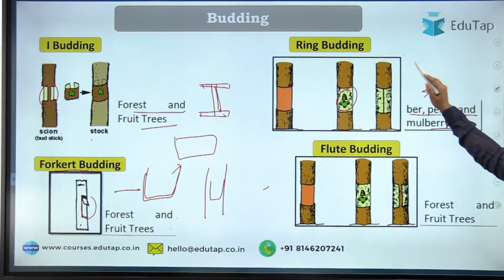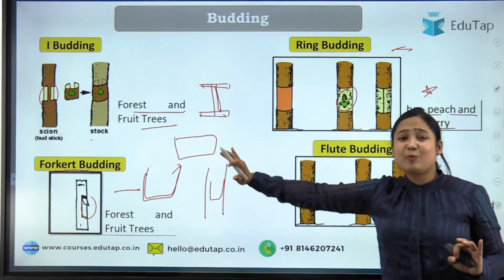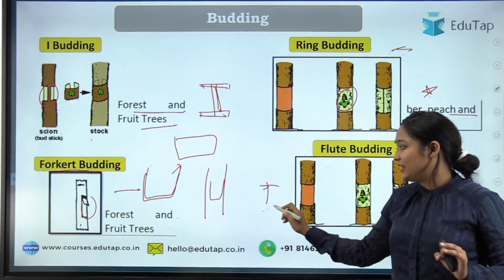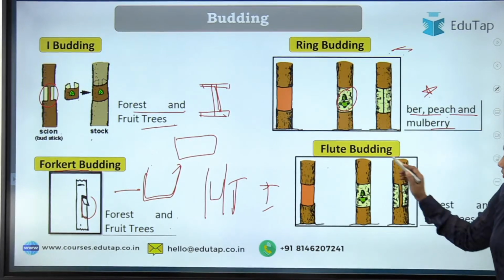Read the example. You don't need to completely remember what ring budding is. Roughly, budding is quite easy; the name will tell you. If it's an I, it's like an I; if it's a T, we are cutting and making a T-like cut. Okay, now moving to the flute budding.